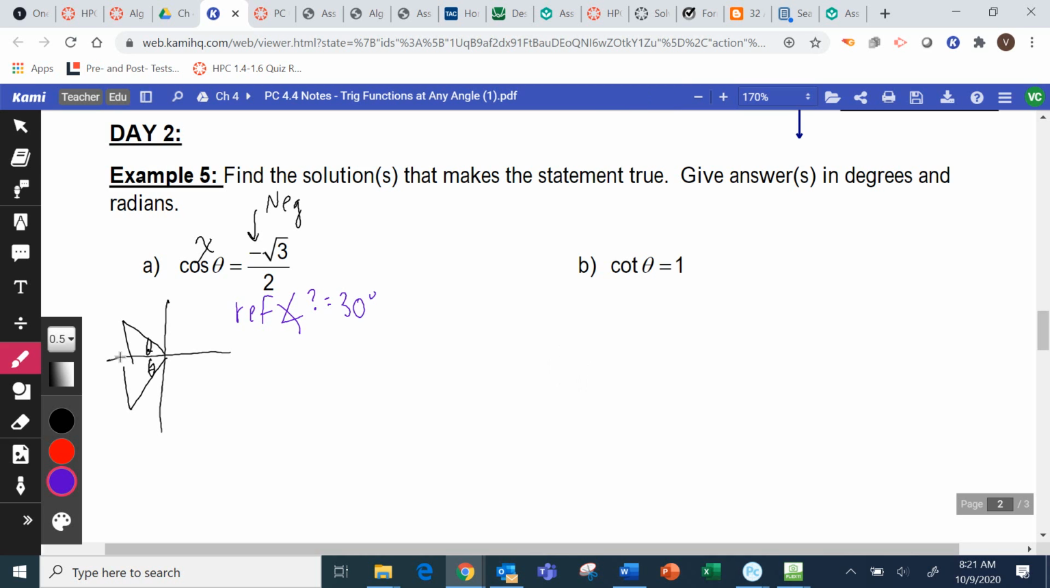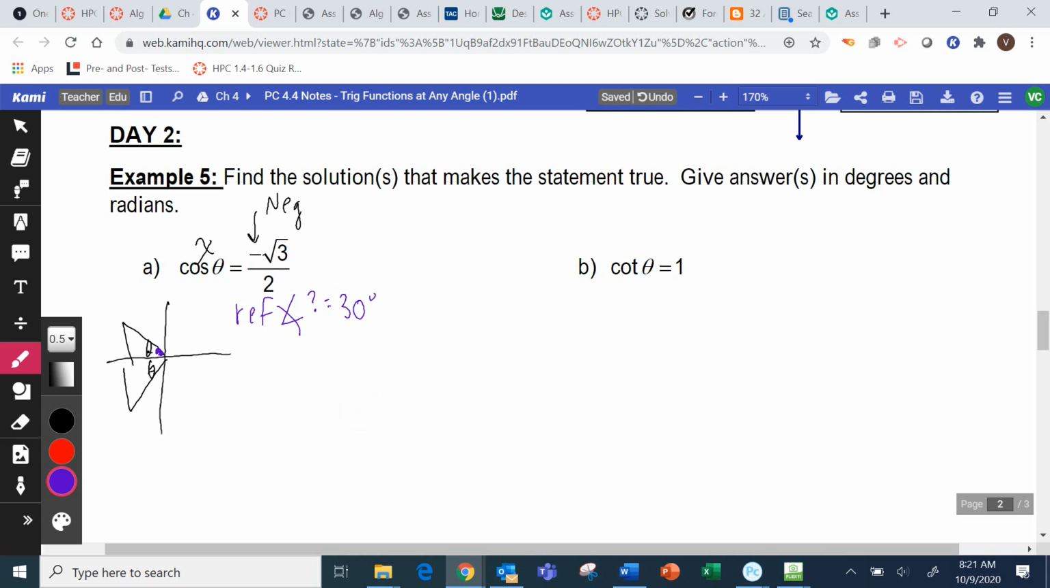So the reference angle is inside of the triangles. So here, this is 30 degrees. And over here, this is 30 degrees. The question is not, what's the reference angle? The question is, what are the actual rotated angles to give me this terminal side, that when I take the cosine of that angle, it will give me negative radical 3 over 2? So if the reference angle is 30, what is that red answer? 150.